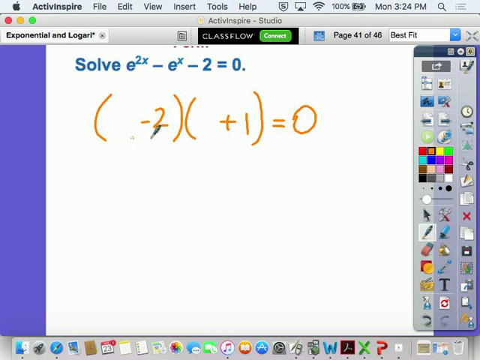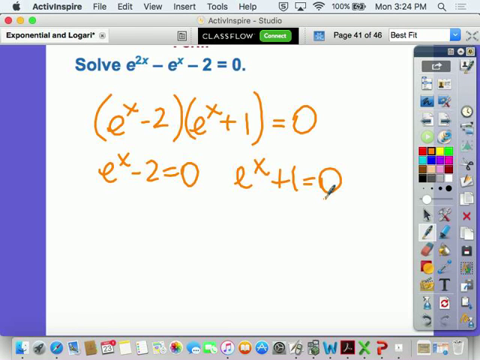But instead of putting an x in these two places, you're going to put an e to the x. Because when you multiply e to the x times e to the x, you get an e to the 2x because you add your exponents. And then, of course, you get a negative e to the x when you do your inner and outer terms. So then you set both equal to 0. And you'll see that e to the x is going to equal 2. E to the x is going to equal negative 1.